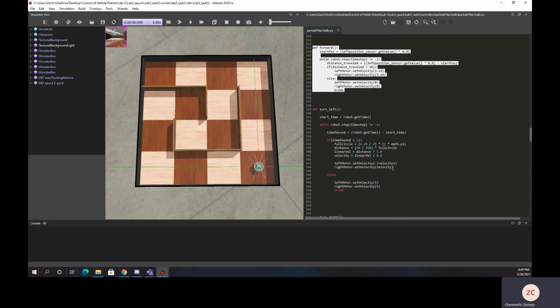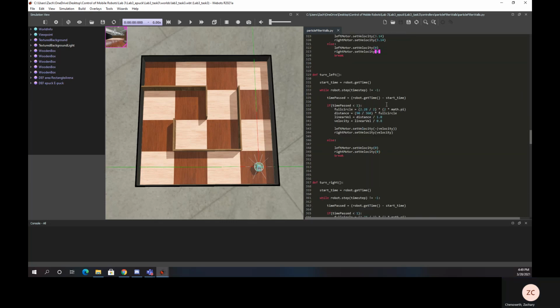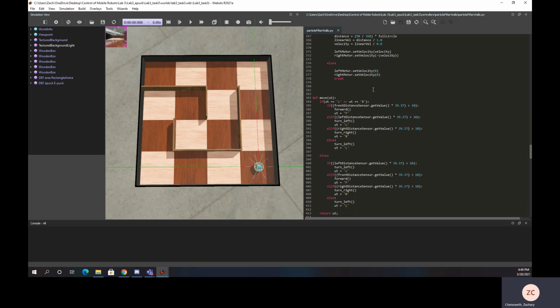Here we have our actual motion functions. So forward moves the robot forward. We use the position sensors to move it about 10 inches each time. Left turn uses kinematics formulas to calculate how much velocity we would need to turn 90 degrees in 1 second. Left or right, these functions are the same, just the direction is different. So we want to turn 90 degrees in 1 second, so we use kinematics to calculate that.